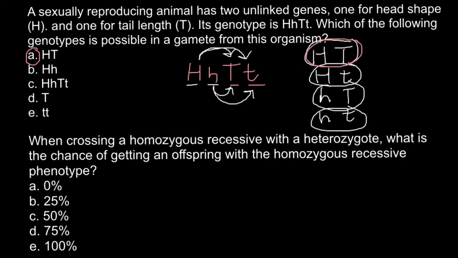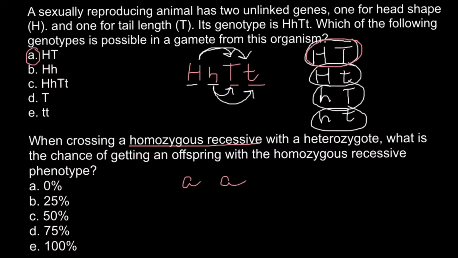So let's now move to the second question. When crossing a homozygous recessive with a heterozygote, what is the chance of getting an offspring with homozygous recessive phenotype? And let's use a Punnett square in order to solve this problem. So we have a homozygous recessive. Let's put its genotype on top.